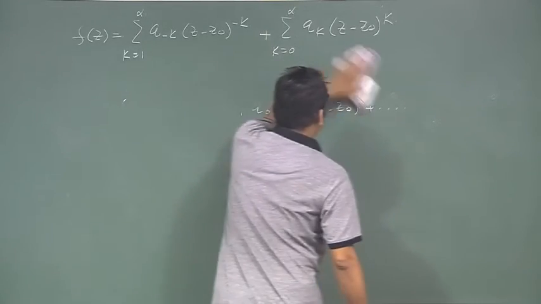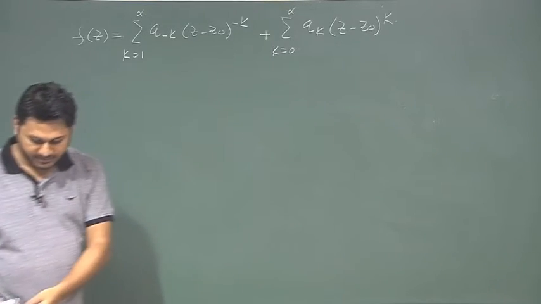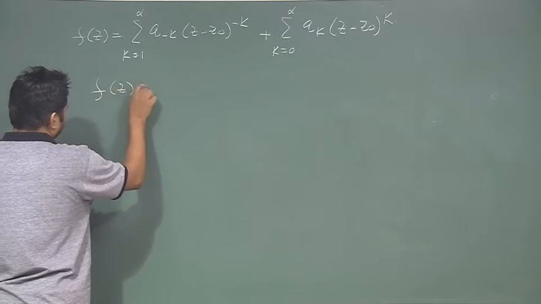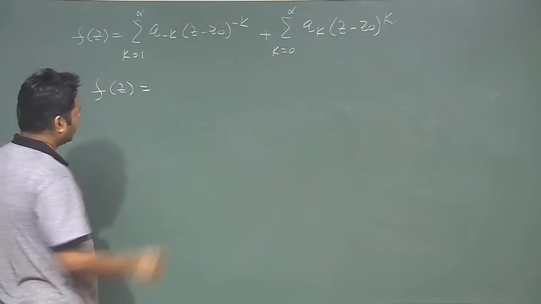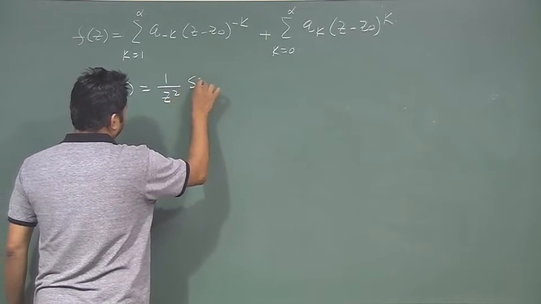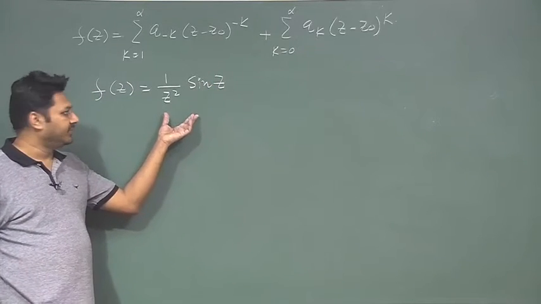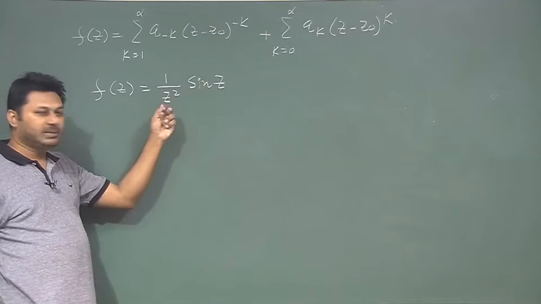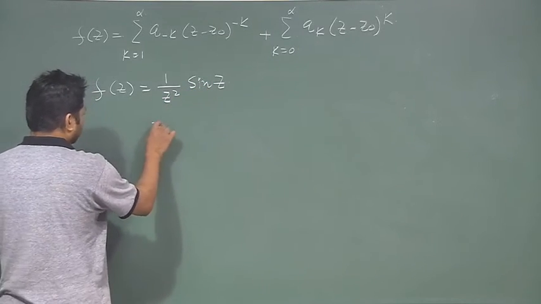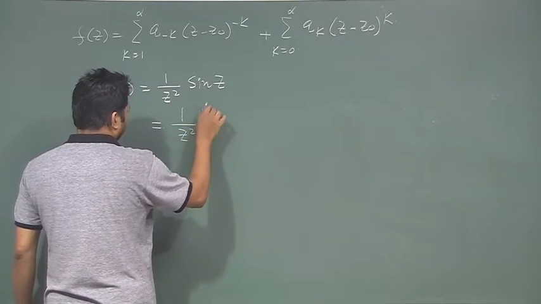What will be an example of this? Say f(z) is equal to 1 divided by z squared times sin z. I have a similar form, slightly different. Previously it was sin z divided by z, now it is sin z divided by z squared. If I do that, then it will be 1 divided by z squared times sin z.